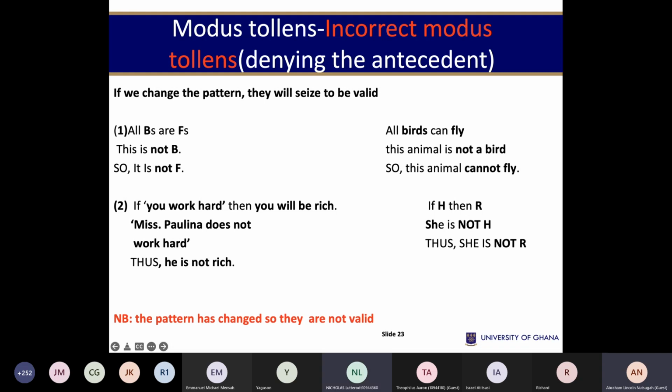Look at the example. All B's are F's. This is not B. It is not F. Birds can fly. This animal is not a bird. So this animal can fly. The problem is that you can see one animal that is not a bird yet flies.